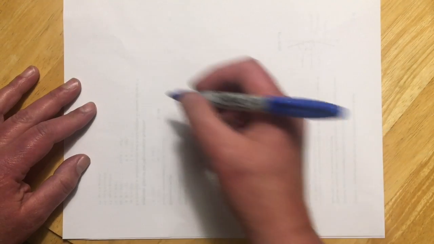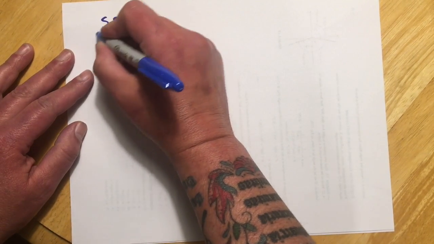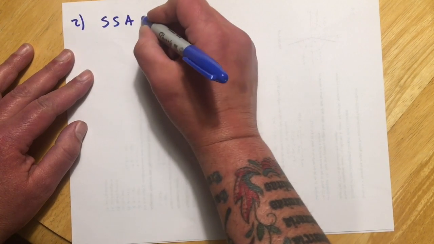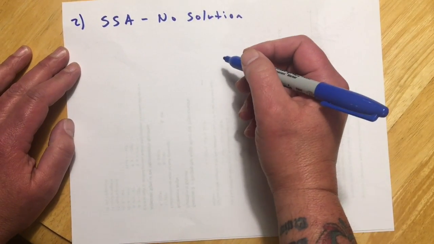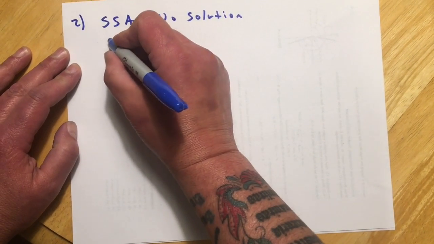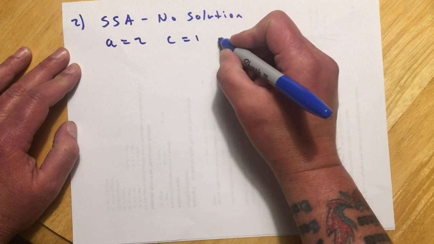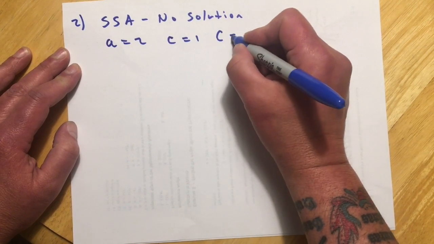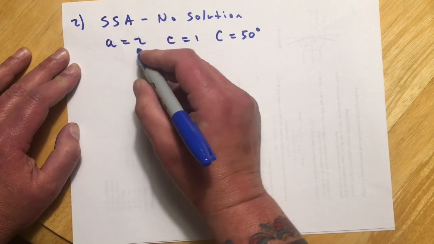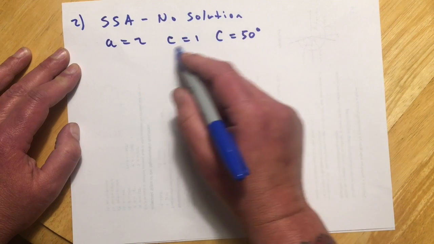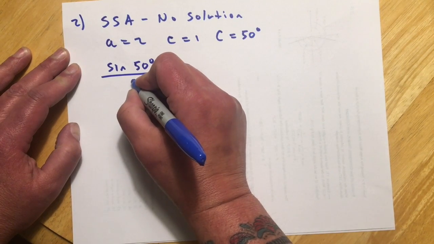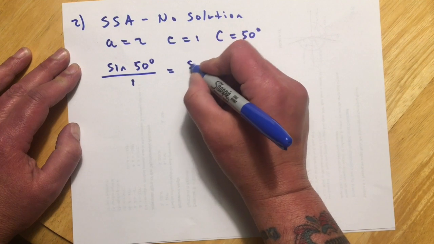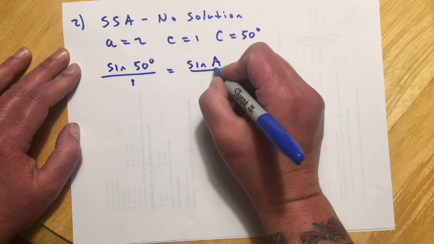So on the homework, there isn't a no solution, but I'll include it just because it's one of the three possible outcomes. So this next example, number 2, is going to be a side-side-angle, no solution. Again, you won't encounter these, but just to be complete, here it is. We're given a is 2, c equals 1, and big C equals 50 degrees. So we have C and c, so we'll use sine of 50 degrees over 1 equals sine of A over 2.